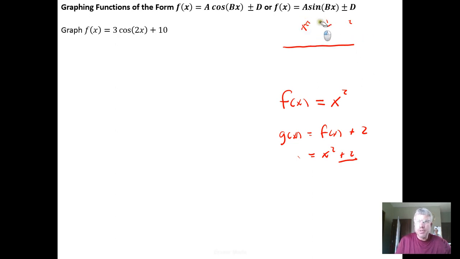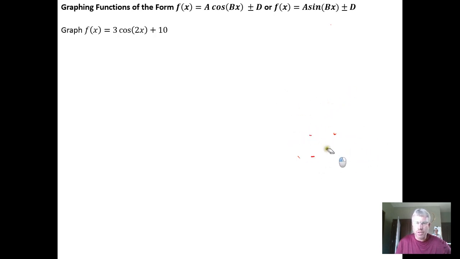And so this principle of vertical translation or vertical transformation of a toolbox function is going to hold when we're working with trigonometric functions. What we want to understand is that for the family of all possible cosine and sine functions, the cosine of x is the toolbox function for all cosine functions, and the sine of x is the toolbox function for all sine functions.